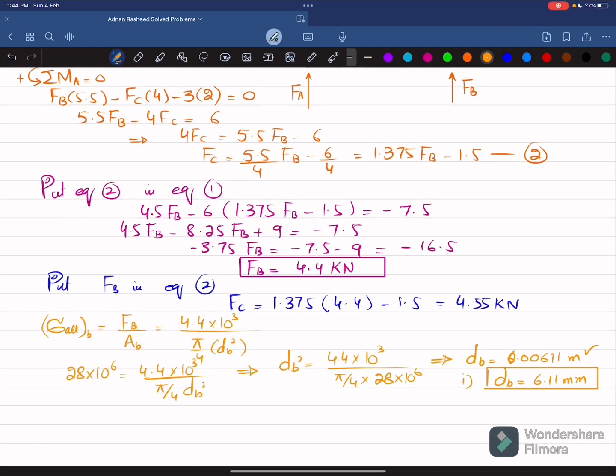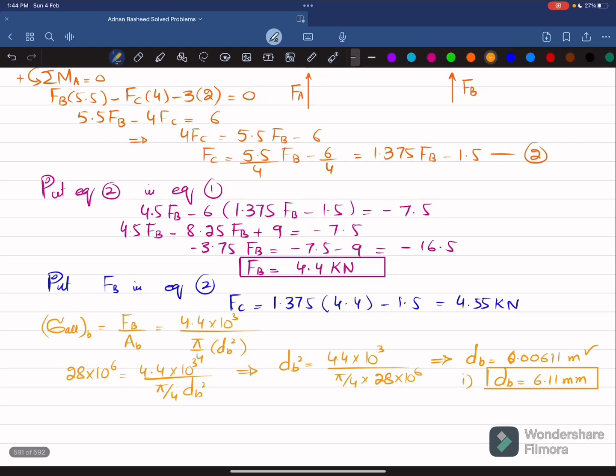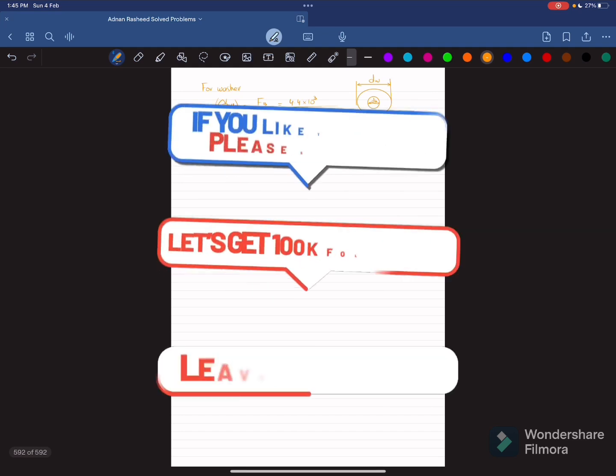Also make a correction that here the allowable tensile stress for the bolt is 150 megapascal. So I will write it as 150 megapascal. Correct it, 150 megapascal. So here this will also be 150, and you will get this diameter of bolt. So make this correction, and that was all about this problem 1-88.